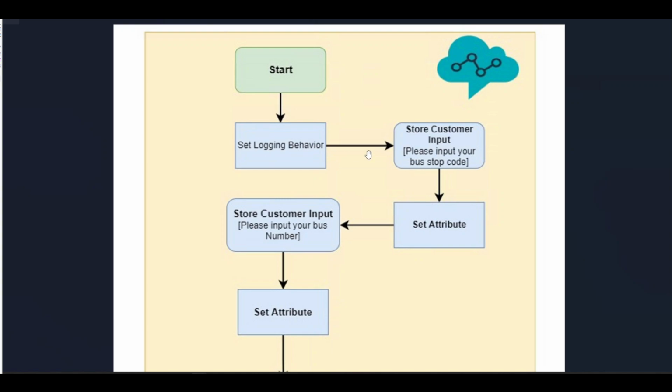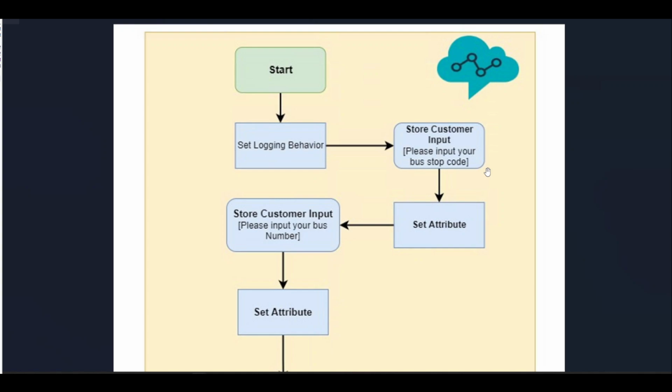Then I'm using a store customer input block to get the bus stop code from the contact, actually from the caller. In the Amazon Connect environment, it's called a contact. Each and every call is a contact. So I'm trying to store the customer input. I'm going to play, please input your bus stop code. Once the caller inputs the bus stop code, I'm saving that to a bus stop code attribute.